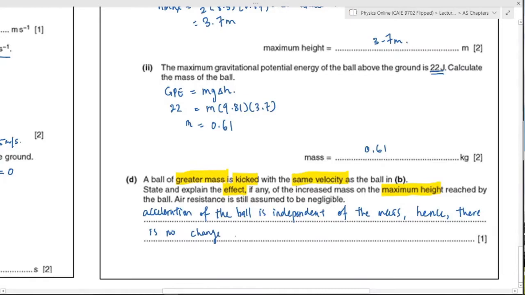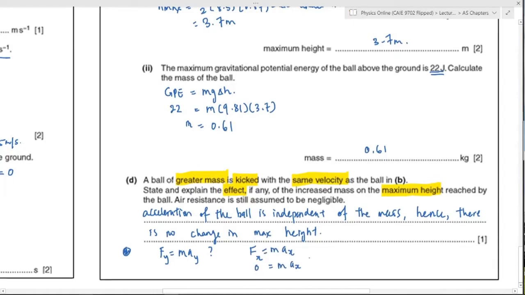Hence, there is no change in maximum height. But then you could be thinking, wait, miss, I remember this equation F equals ma. How can you say that acceleration is not affected by mass? Well, I'm just going to consider F equals ma for the x and y components.